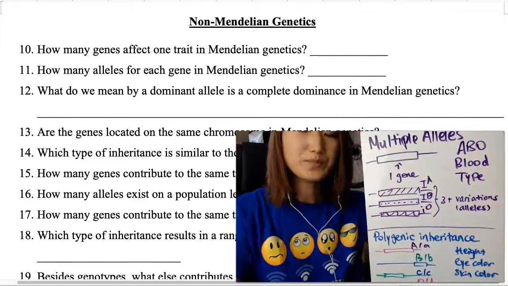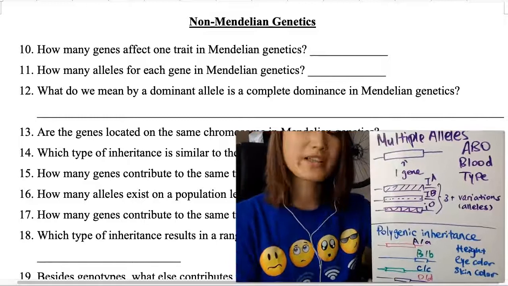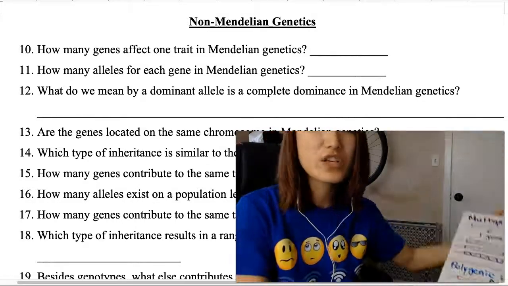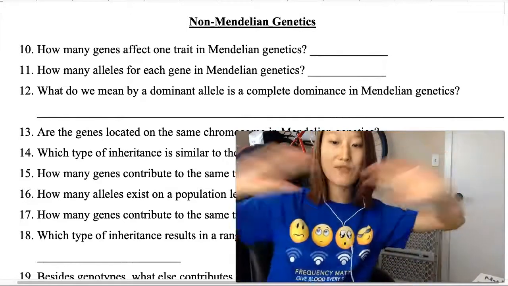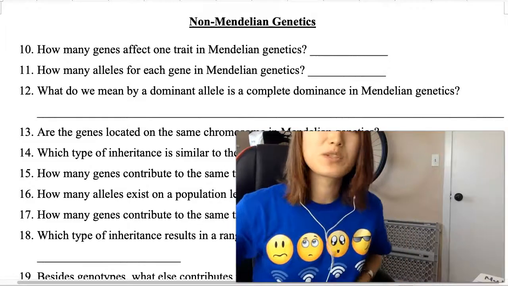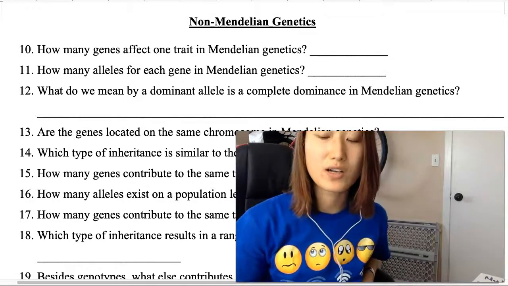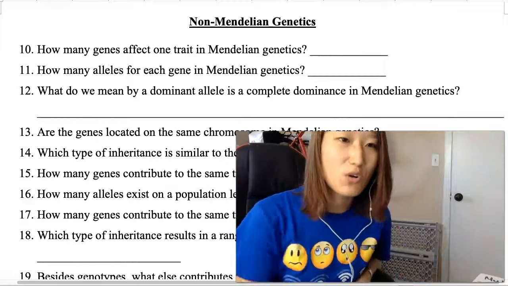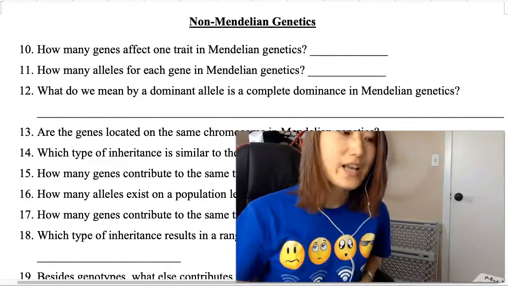Okay, so in order to understand these two, you have to understand what a gene is and what an allele is. So a gene is a sequence of DNA, right? You have your long chromosome and you have a segment of it. So a sequence of DNA that is coded for a single trait or protein. So it's basically a control, right? It's like a light switch that controls the light, okay?